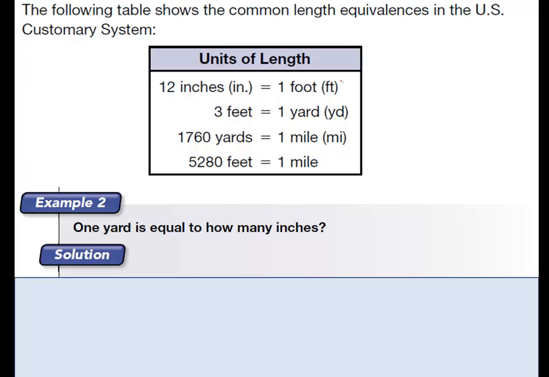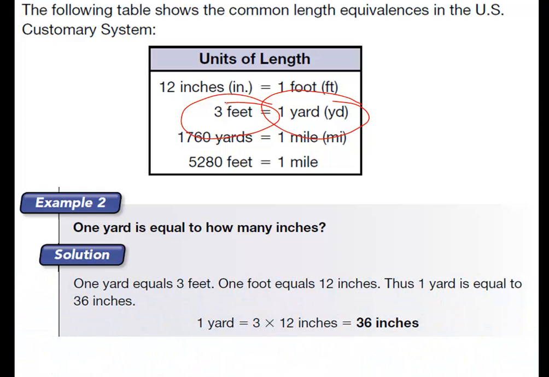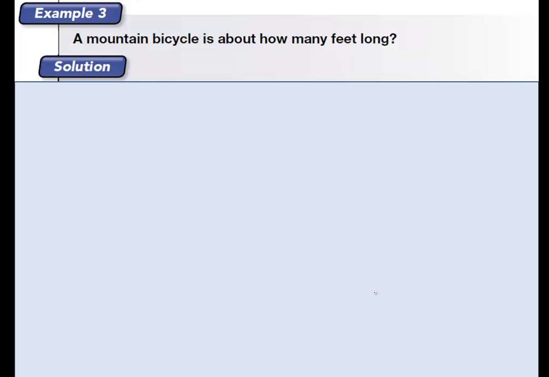How many inches is 1 yard equal to? Well, here's our yard, here's our feet. Then you just have to convert feet to inches. Let's go ahead and do that. So 1 yard equals 3 times 12 inches. Because 12 inches equals a foot, you've got 3 feet in a yard, so our answer is 36 inches.